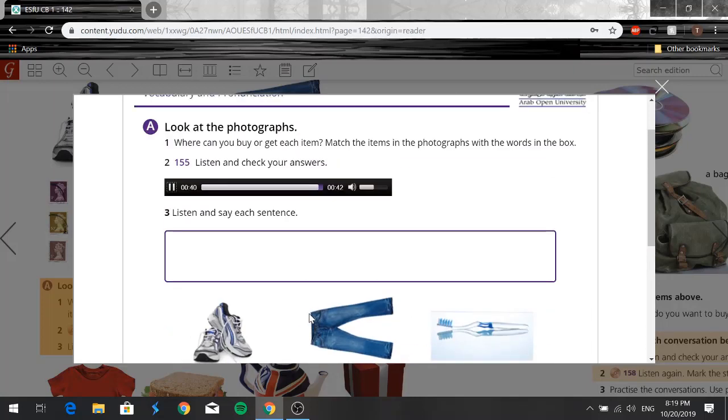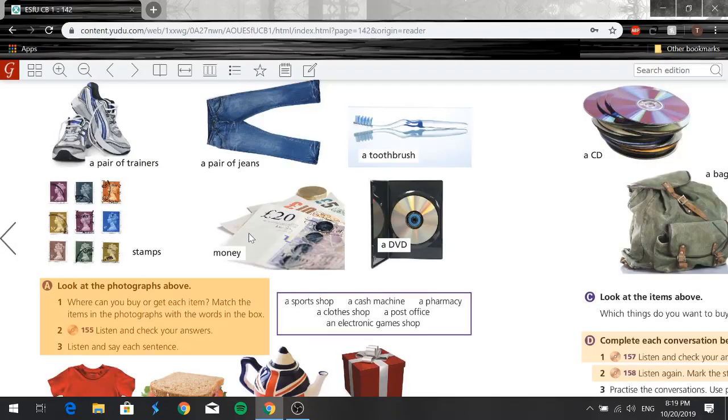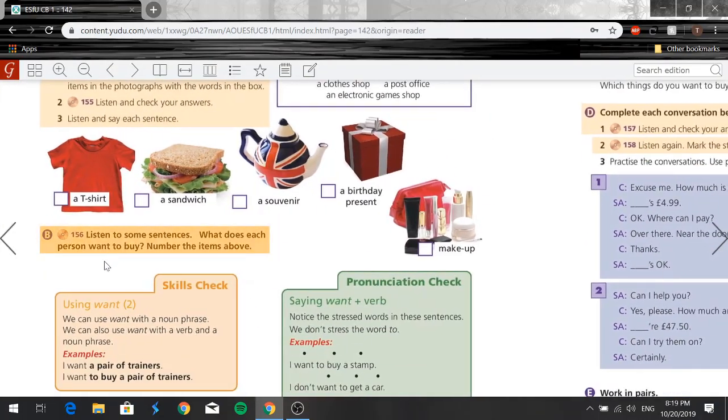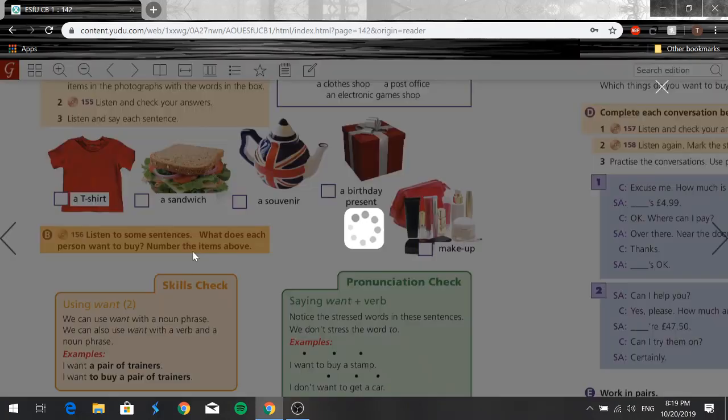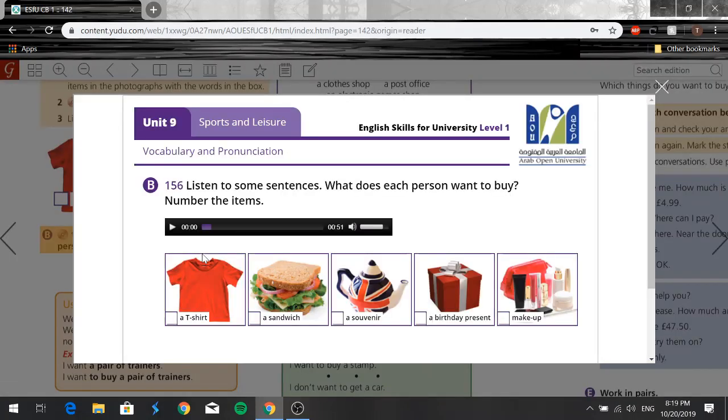Yep, so we got all of them right. Now let's move on. Here we have exercise B. Listen to some sentences. What does each person want to buy? Number the items above. So let's have a look here. We're going to be listening to some sentences, obviously different people speaking, and what does each person want to buy? So we're going to number these items accordingly. So we have a t-shirt, a sandwich, a souvenir, a birthday present, and makeup. Okay, so we'll listen together and I'll be numbering these as we go along. Here we go.